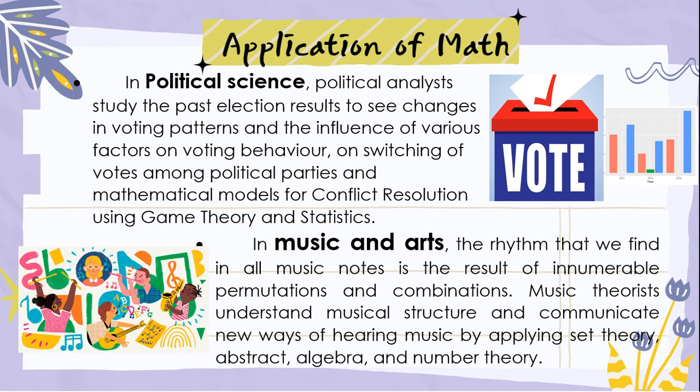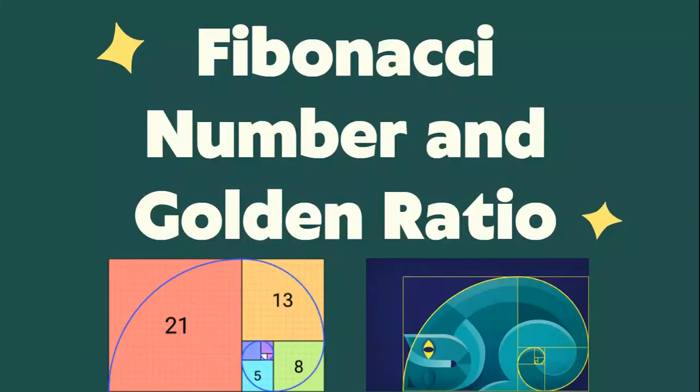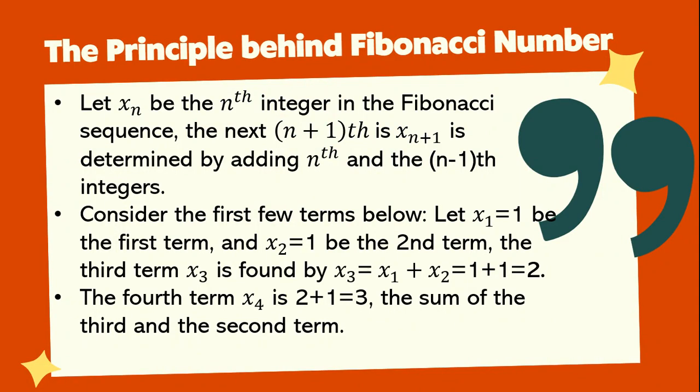Now we will go to our next chapter, the Fibonacci number and the golden ratio. So, let's go. The principle of Fibonacci numbers is as follows. Let x sub n be the nth integer in the Fibonacci sequence. The next, x sub n plus 1, is determined by adding the nth and the n minus 1th integers. So the statement seems complicated, but its meaning is in the next two bullets.